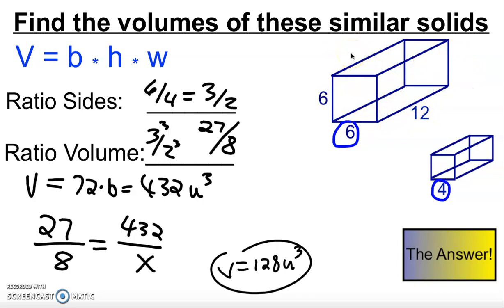And then I use that scale factor because the 432 deals with the solid on the top, the big solid. So when I set up my proportion, the big number also has to go on top. My ratio becomes 27 over 8 equals 432 over x. When I cross multiply, I get 27x equals 8 times 432. Then when I multiply those two numbers and divide by 27, I get 128 cubic units for the solid on the right, the small solid.